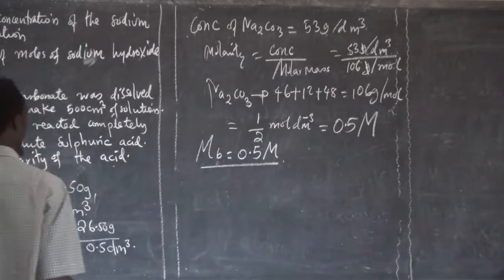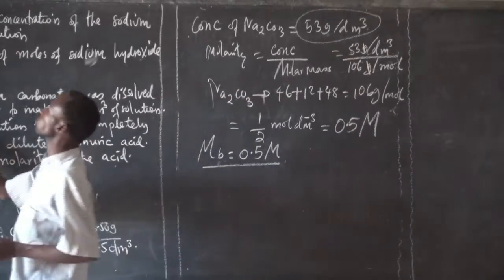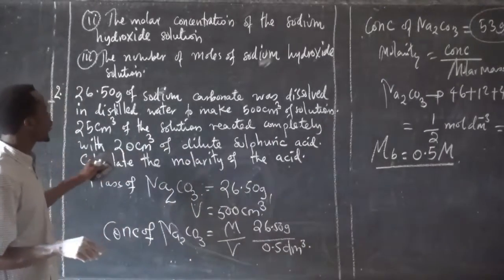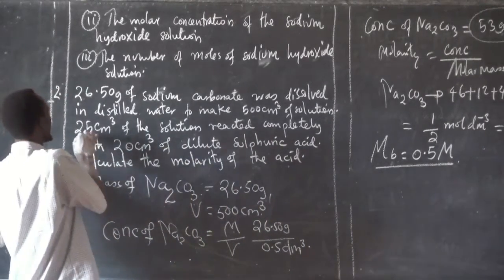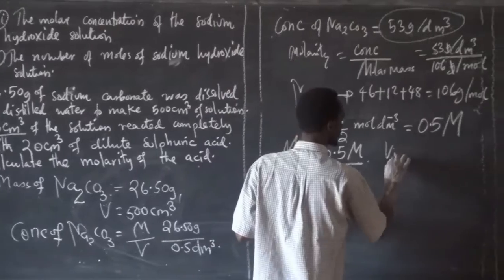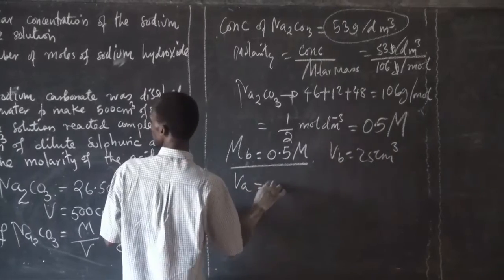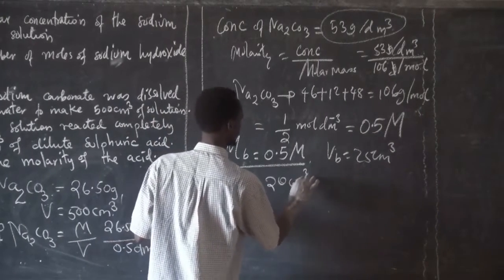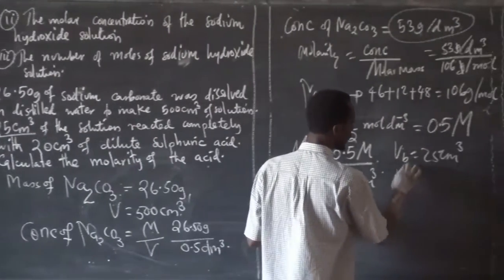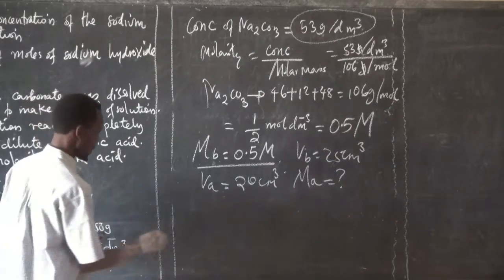After we have prepared the solution, we took 25 cubic centimeters of it, which reacted completely with the acid. The volume of base is equal to 25 cubic centimeters. The volume of acid is equal to 20 cubic centimeters. Calculate the molarity of the acid. The question is to calculate the molarity of what? The acid. But from here, we have this formula.